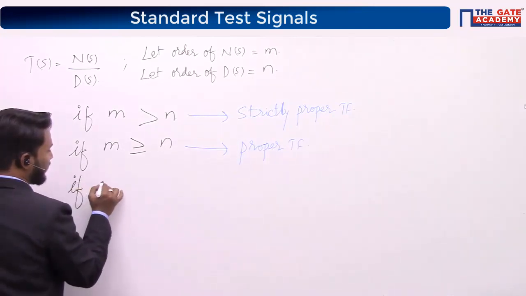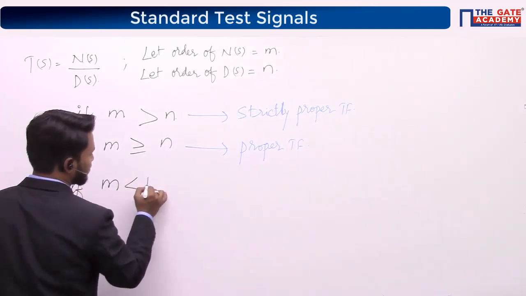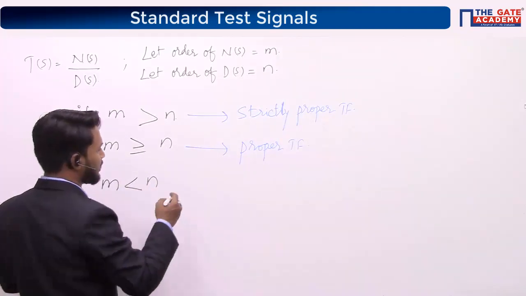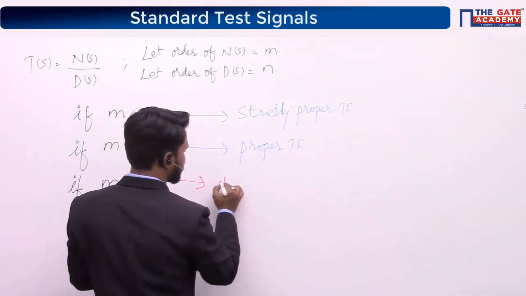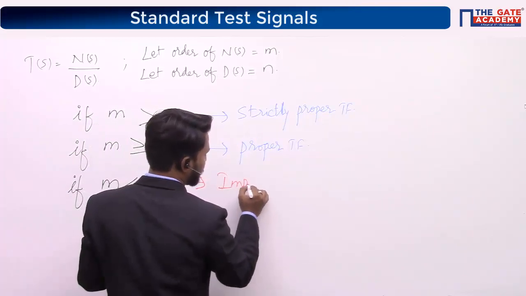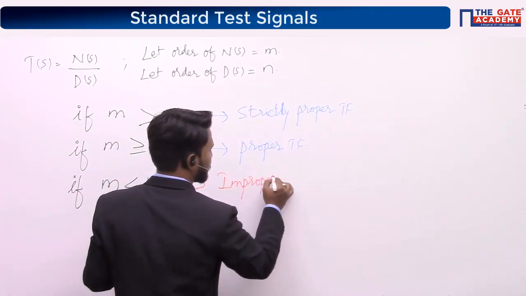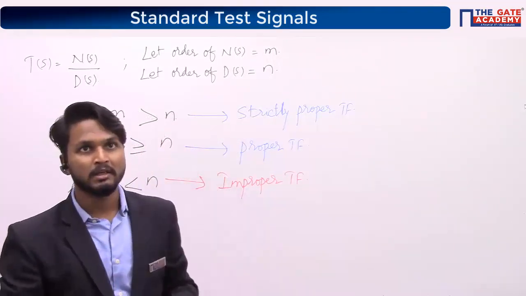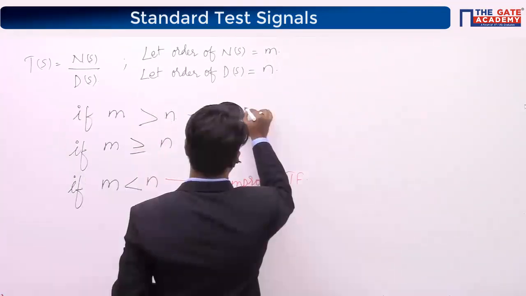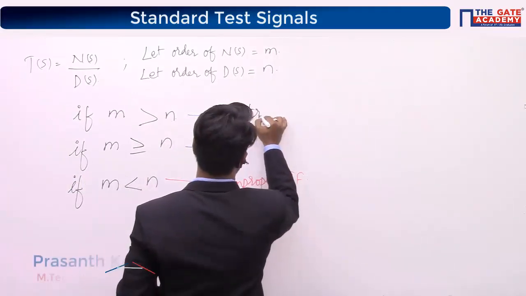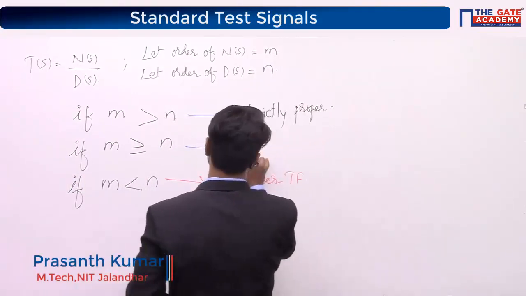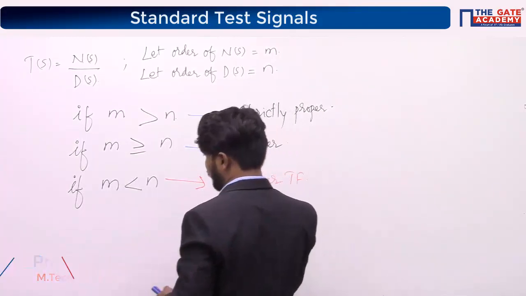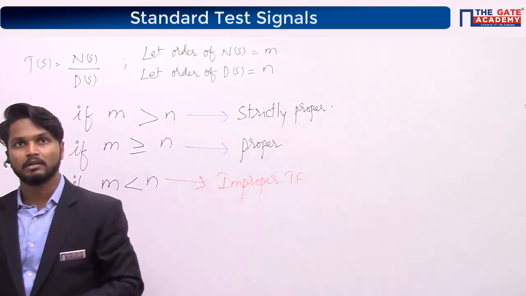If M is greater than N, then it is called an improper transfer function. This is called what? Improper transfer function. So this is called strictly proper, this is proper, and this is improper, right?